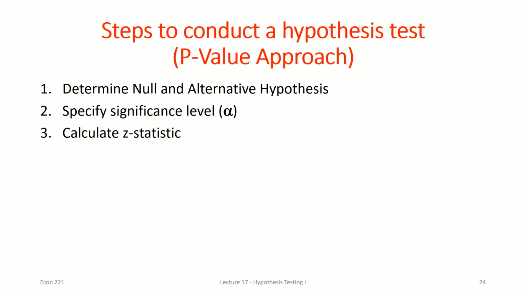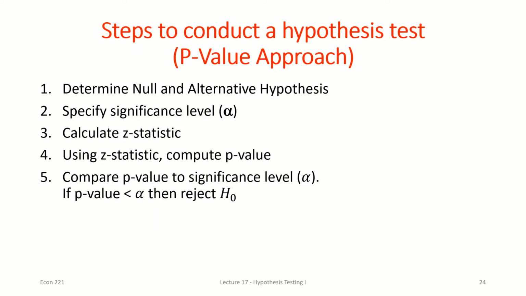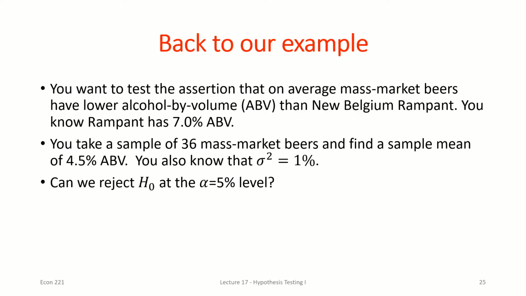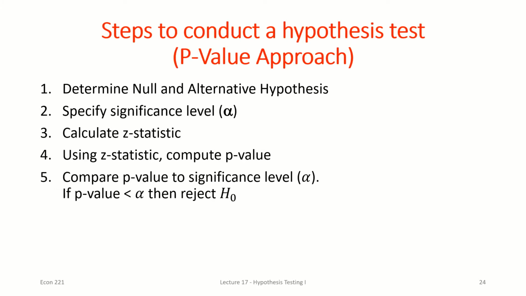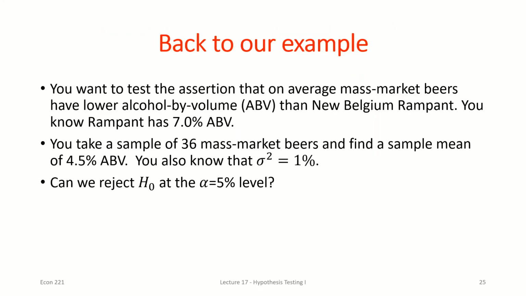Okay? We then calculate our test statistic. Using that test statistic, we find our p-value, and then if the p-value is less than alpha, we reject. If it's not less than alpha, we would fail to reject. Okay? So here are the steps to a p-value approach. Let's return to our example and work through it.